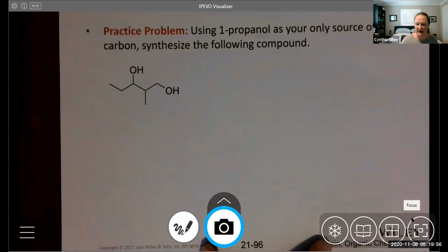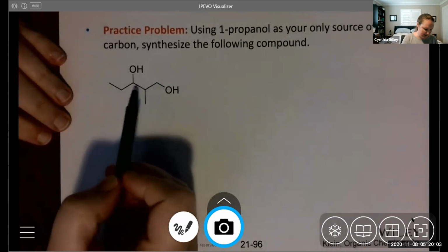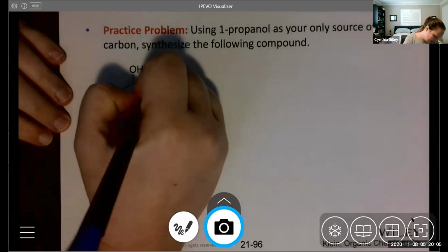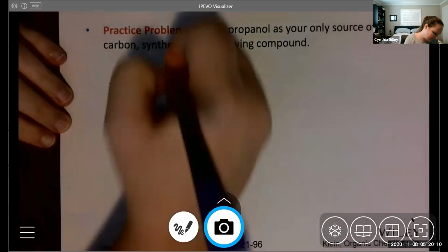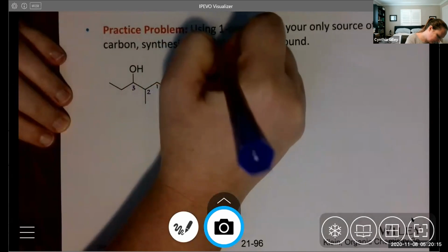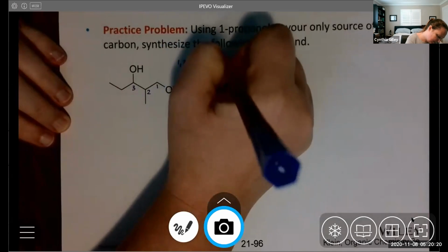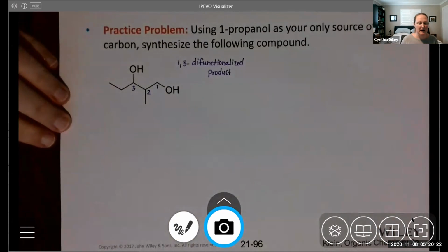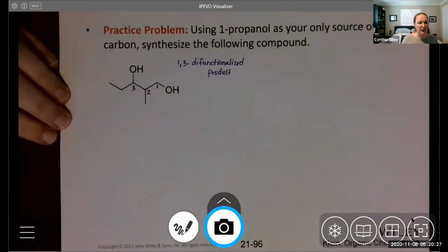Okay, so we're going to go ahead and go over this problem. Okay, so if I'm thinking about counting, then I can start here or here. If I start here, then it's 1, 2, 3. Right, so we have a 1,3 difunctionalized product. Okay. I don't recall making a 1,3 diol in any reactions. However, of course, I could have gotten one of these alcohols or both from reduction of a carbonyl.